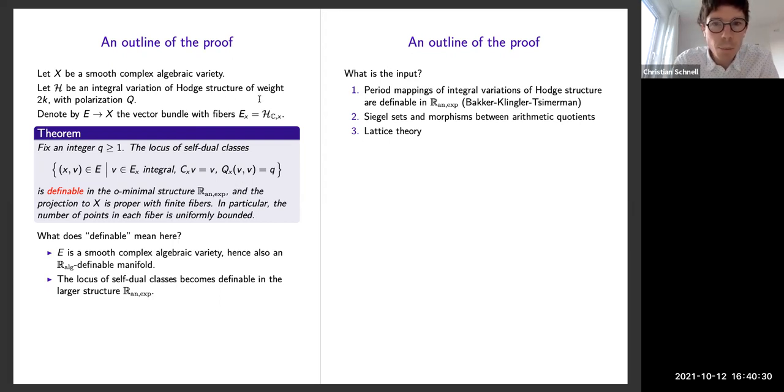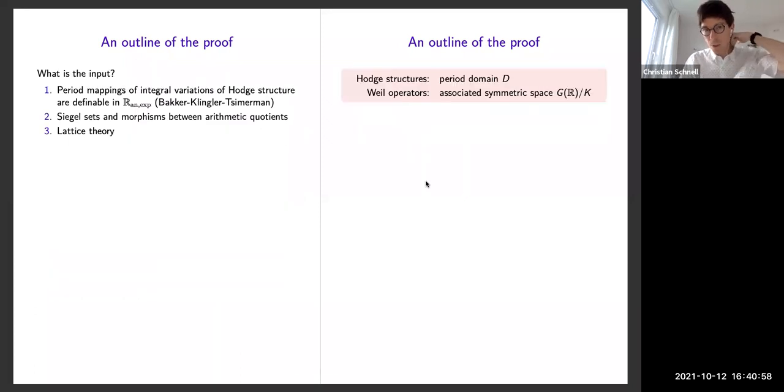So the input of the proof is three things. First, the big theorem by Bakker, Klingler, and Tsimerman, which says that for variations of Hodge structure, the period mappings are definable in this structure Rnx. And then to apply that, we need a bit of results about maps between arithmetic quotients and Siegel sets, and then some lattice theory. For people who like K3 surfaces, maybe they like this lattice theory argument. Okay, so here's how it goes.